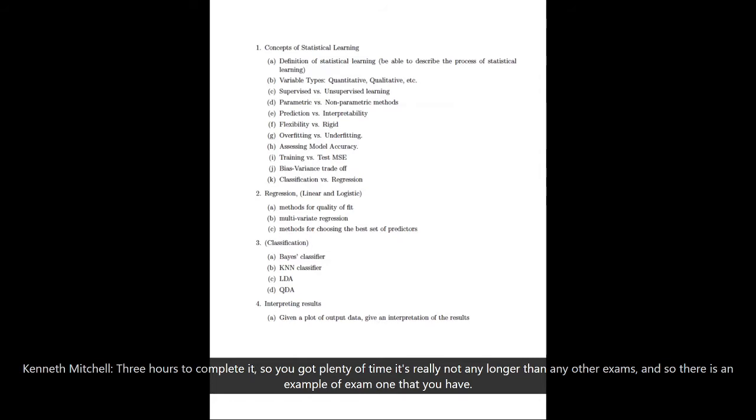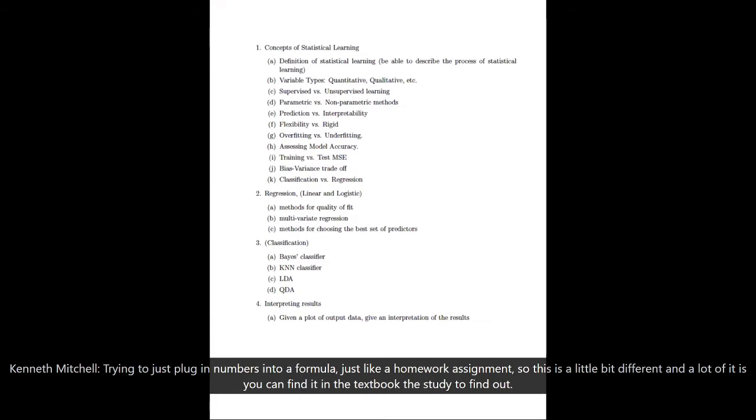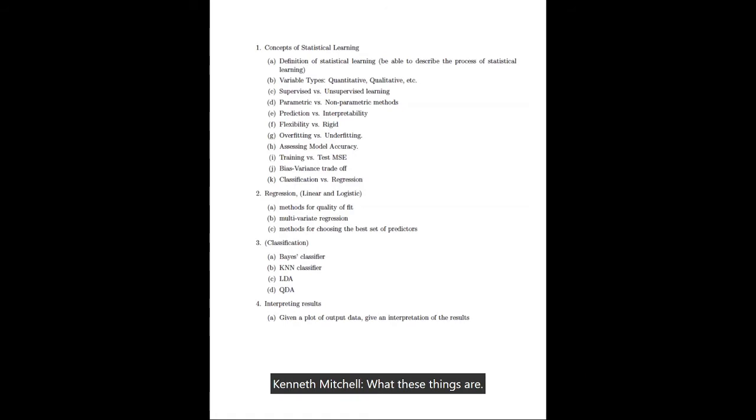And so there is an example of exam one that you have already. So it's going to be similar, a little bit different than that in some ways, in that we're looking more at concepts this time rather than just trying to plug numbers into a formula, just like homework assignments. So this is a little bit different. And a lot of it you can find in the textbook, so study to find out what these things are.